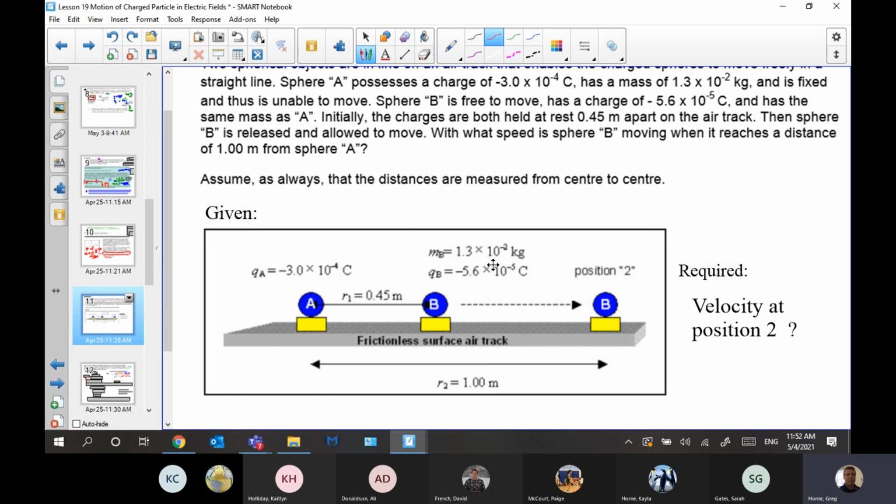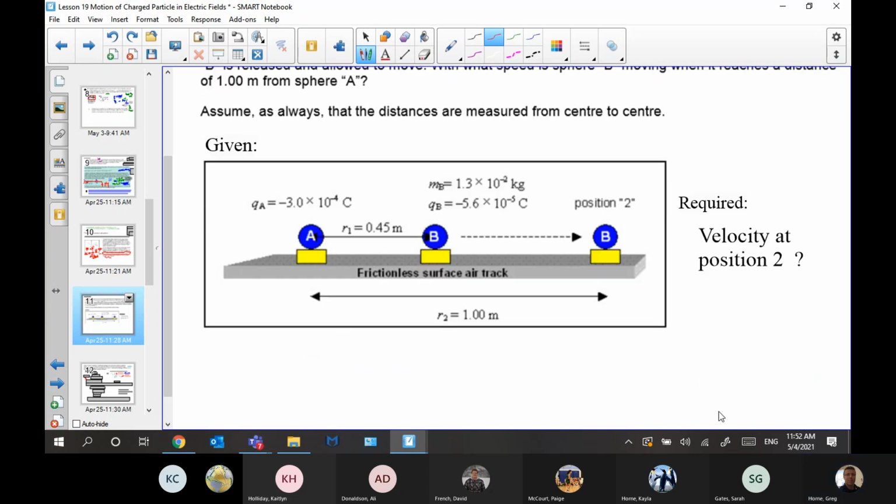So what we're going to do is figure out the electric potential energy it has at the final position, and subtract from that the electric potential energy it has at the initial position. That's going to be the change in energy. That's going to be what transfers to kinetic energy. We're going to figure out the velocity. So it's not as crazy as it might seem if your head's spinning a bit.